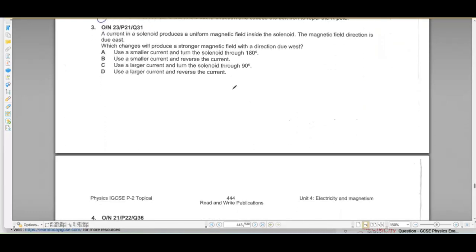Okay, moving towards question number 3. A current in a solenoid produces a uniform magnetic field inside the solenoid. The magnetic field direction is due east.